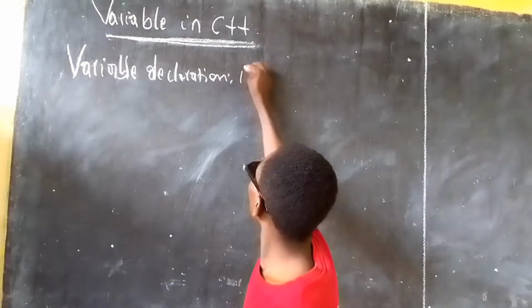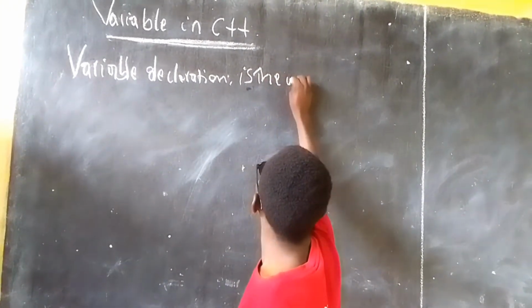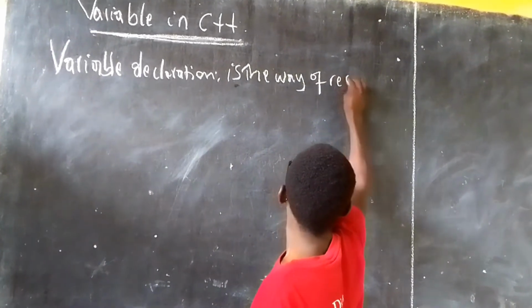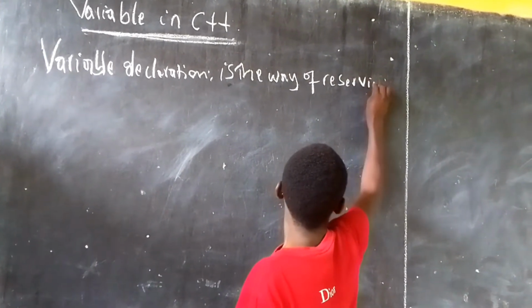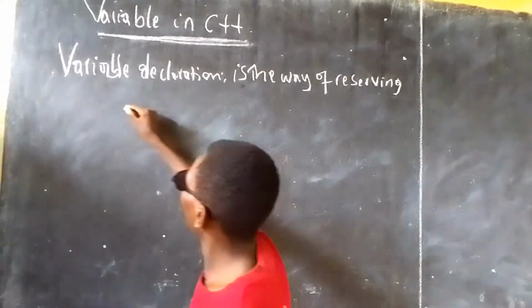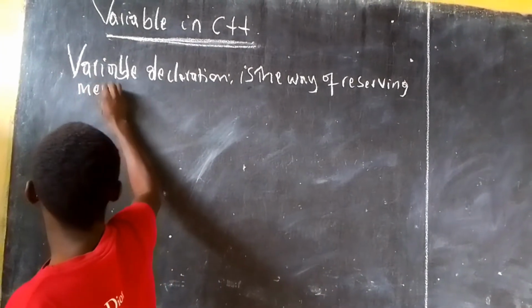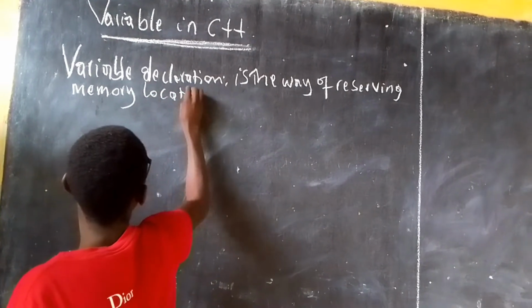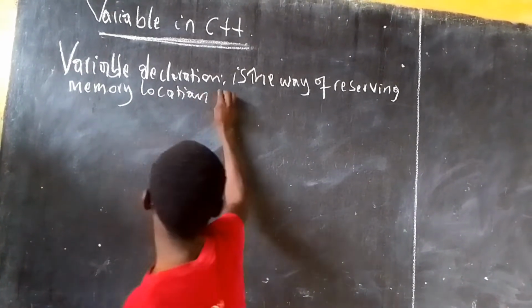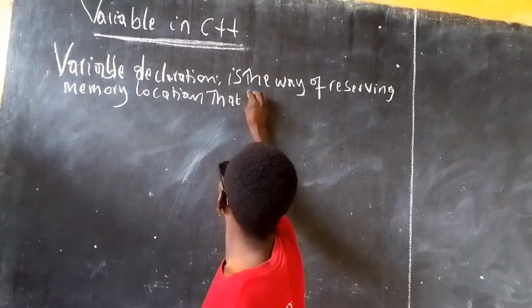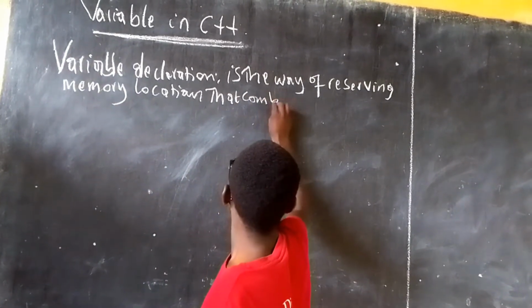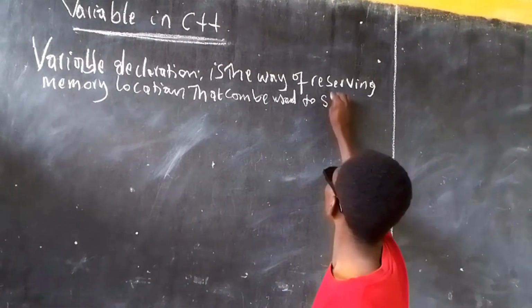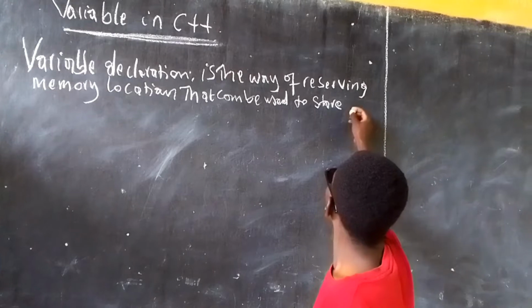Variable declaration is the way of reserving a memory location that can be used to store a specific type of data.